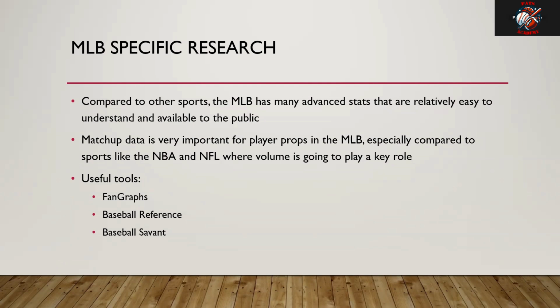So you're not going to get much variation from that, whereas in the NBA, because of injuries, a role player who only takes 5 shots can get 15 shots, and his points line is going to differ greatly because of that. We don't really see something like that happen in the MLB, so you really just need to rely on the matchup data alone. Some useful tools here are Fangraphs, Baseball Reference, and Baseball Savant. I'll show an example for Baseball Reference.